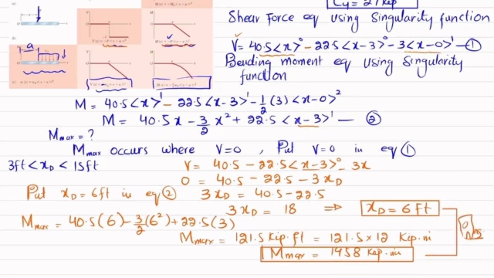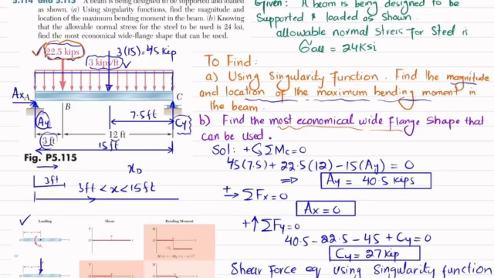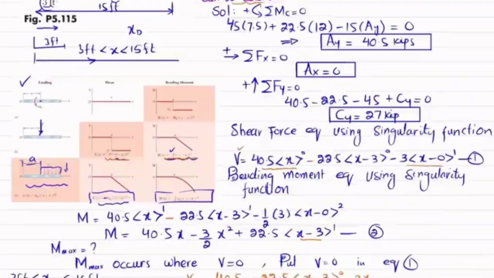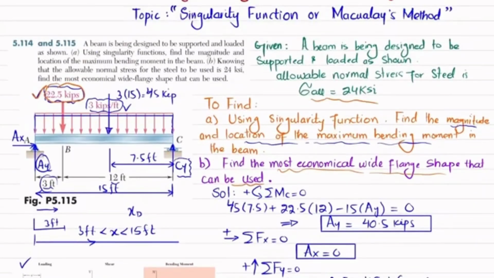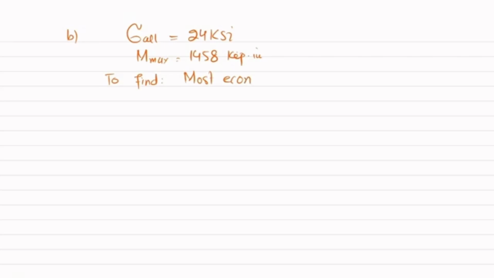Now we will move towards the second part, and the second part is to find the most economical wide flange beam that can be used. We have been given allowable stress of 24 ksi. So let me write it. We have allowable stress 24 ksi. We have the maximum bending moment that we have calculated here, 1458 kip into inch, and we have to find the most economical wide flange beam.